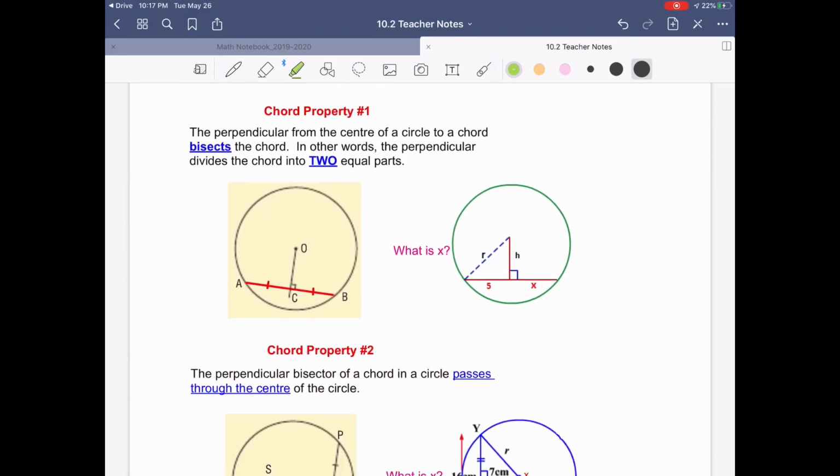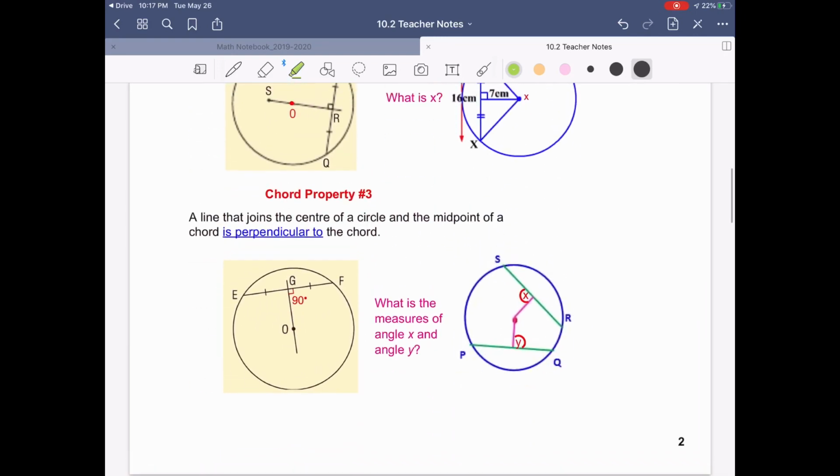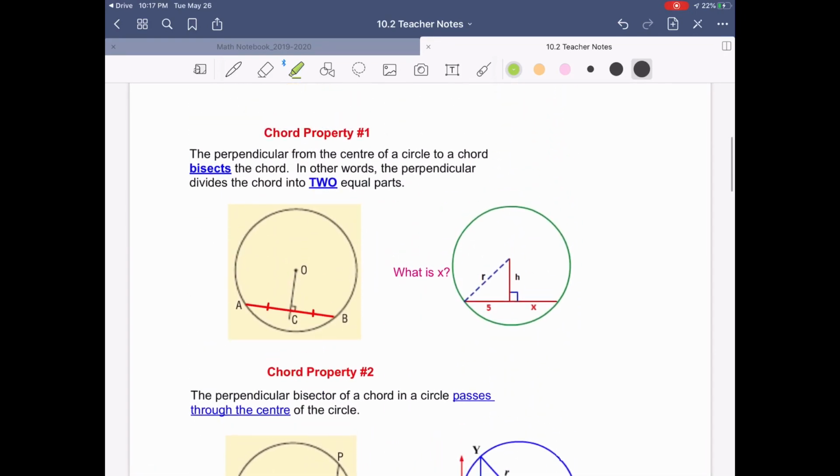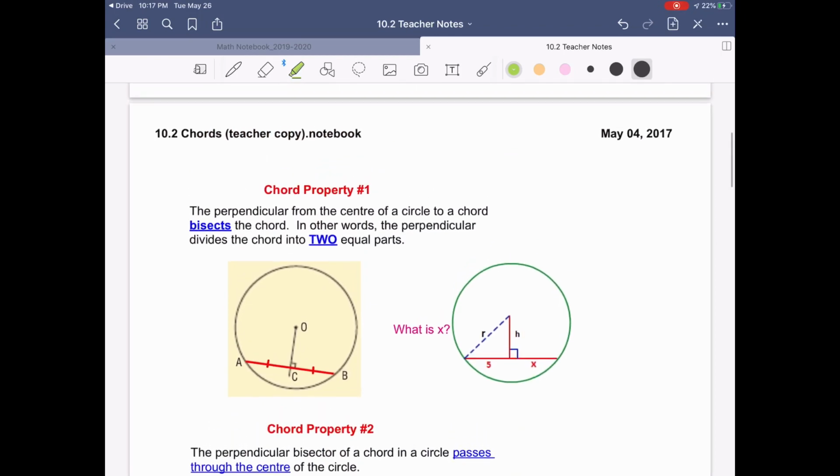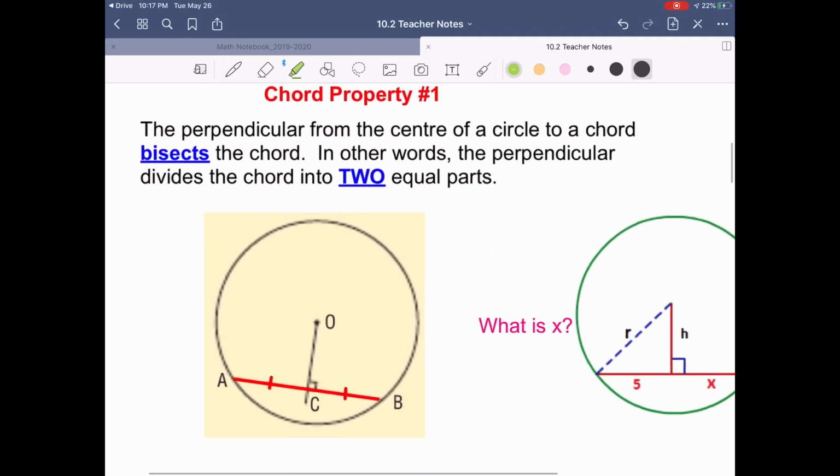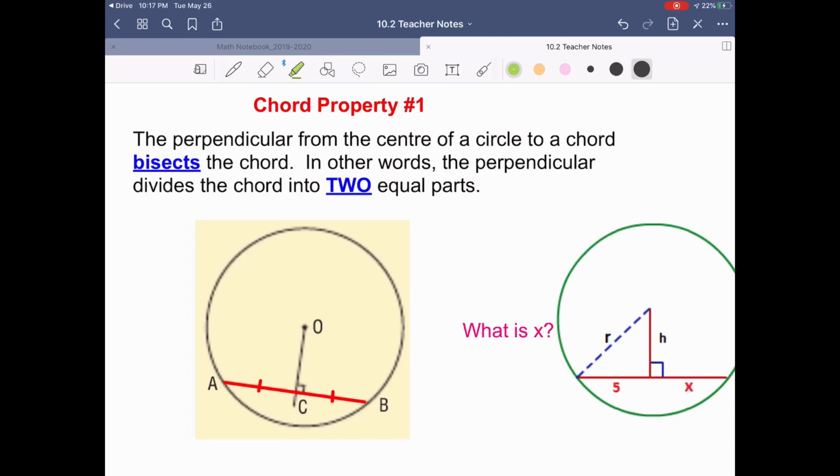The other thing is, what are the chord properties? There are 3 chord properties which are basically all talking about the same thing, which is the perpendicular bisector. We talked about this a little bit in the introduction video, but we're going to talk about it again.